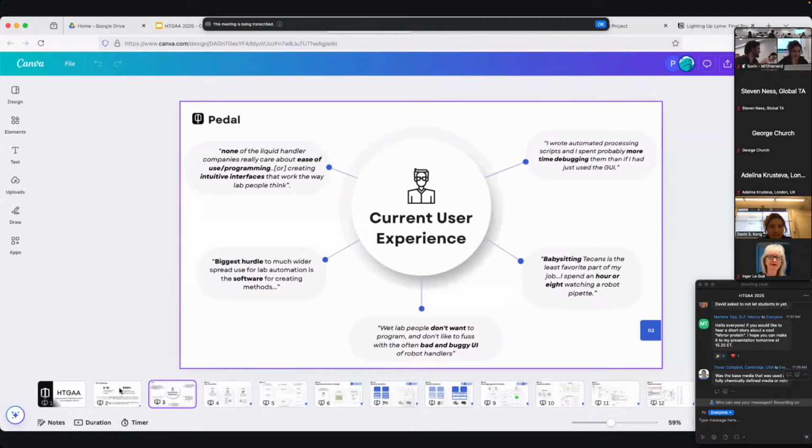And then more generally, the industry theme is that none of the liquid handler companies really care about the ease of programming or creating intuitive interfaces that work the way that lab people think. They're designed by computer scientists and hardware engineers, and a lot gets lost in translation.